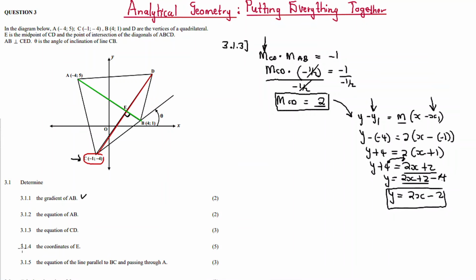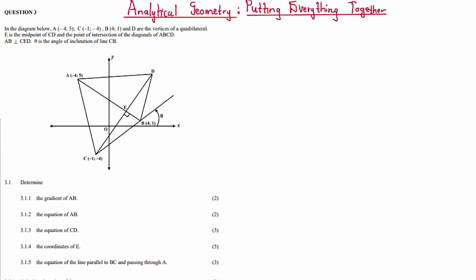Now, next question, 3.1.4. They want us to calculate the coordinates for E. What are the coordinates for E? That point E is also another special point. We call this point the point of intersection, right? It is the point of intersection. So let me just hide this and say, okay, I know that the equation for line CD was calculated to be y equals a positive 2x minus 2.